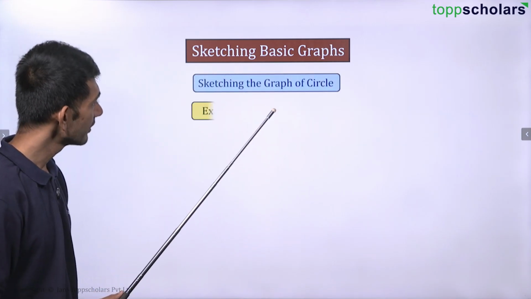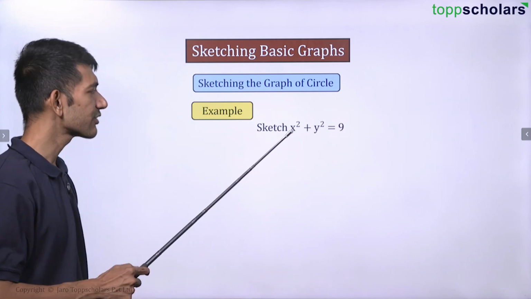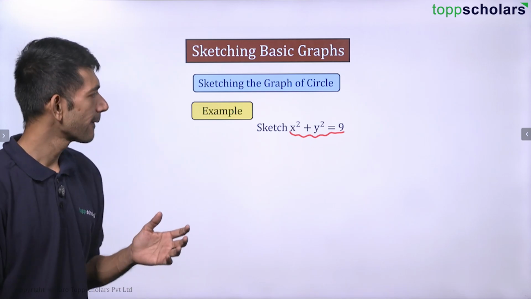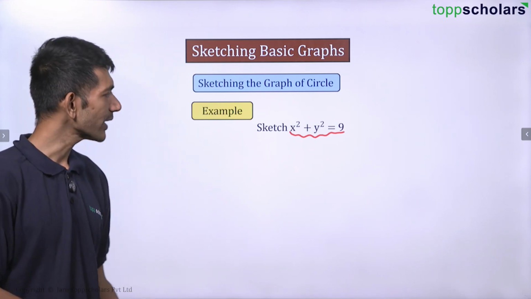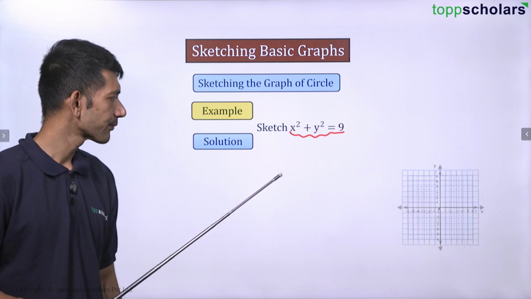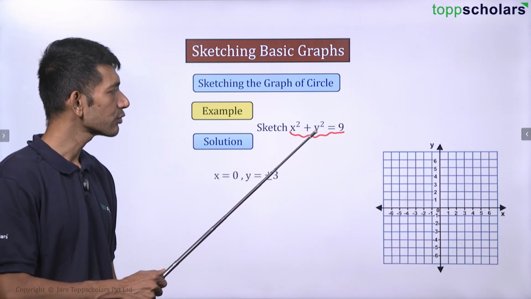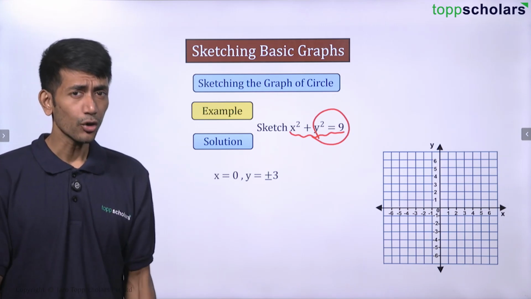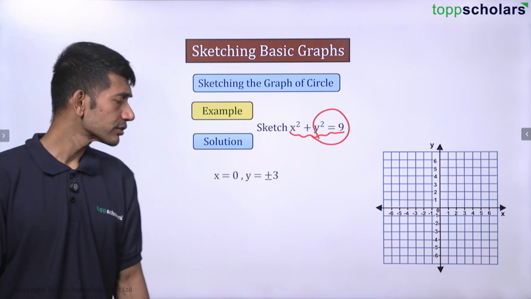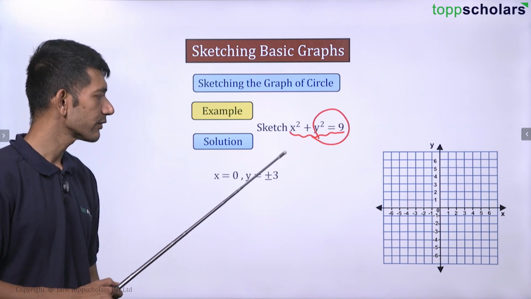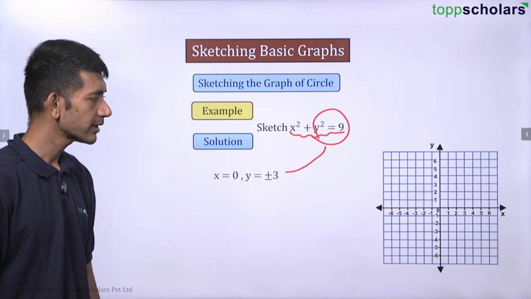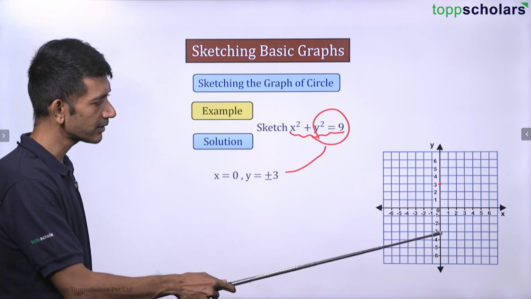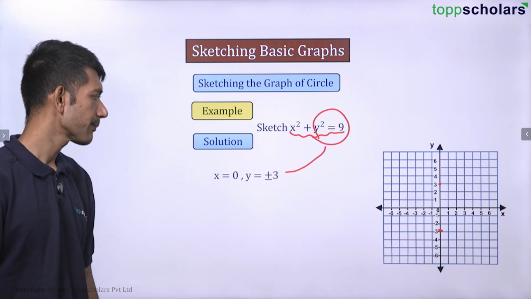So this says sketch x square plus y square is equal to 9, that is x square plus y square is equal to r square. Now this is simple, isn't it? If I put x as 0, what will be y? Y square will be 9. Taking square root on both the sides. Since we are talking about the coordinates here, not the distance, y can be negative, y can be positive. So I'll get y is equal to plus or minus 3. So this is plus 3. This is minus 3. Okay.